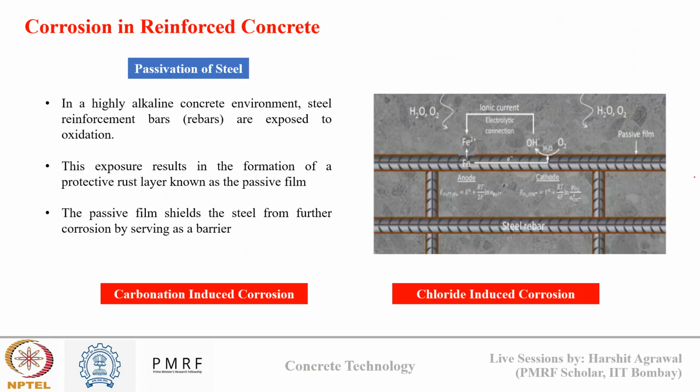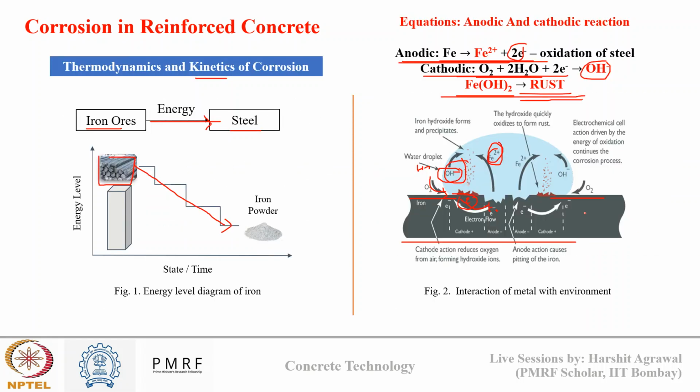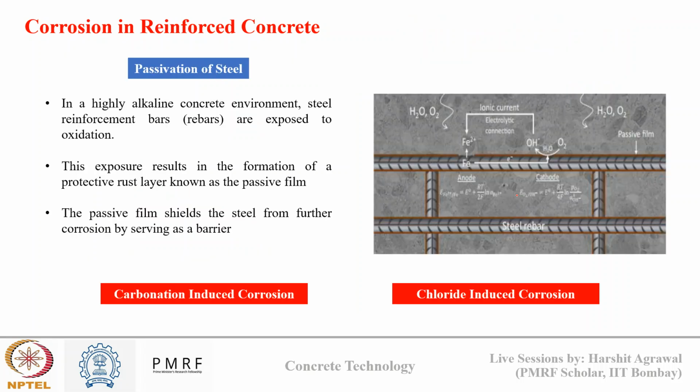Now, this was when steel is directly exposed to environment. But when we talk about reinforced concrete, the pore solution of concrete, we know it is rich in alkali ions like NaOH, KOH, and calcium hydroxide. So due to this, the pH inside concrete, as we know, is always greater than 12. Now, under this highly alkaline environment inside concrete, the steel rebar, when exposed to oxidation, forms a protective layer which is known as the passive layer.